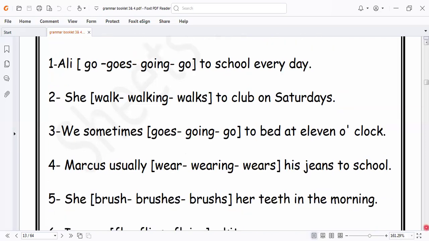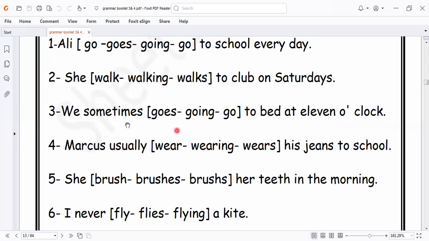Let's go to another sentence here. She walks to club on Saturdays. Here we have the keywords expressing the simple tense. What do I select? I select walks. We sometimes go to bed at 11 o'clock. So here we have we. As we talked before, you, we, they take the base form. So I select go.